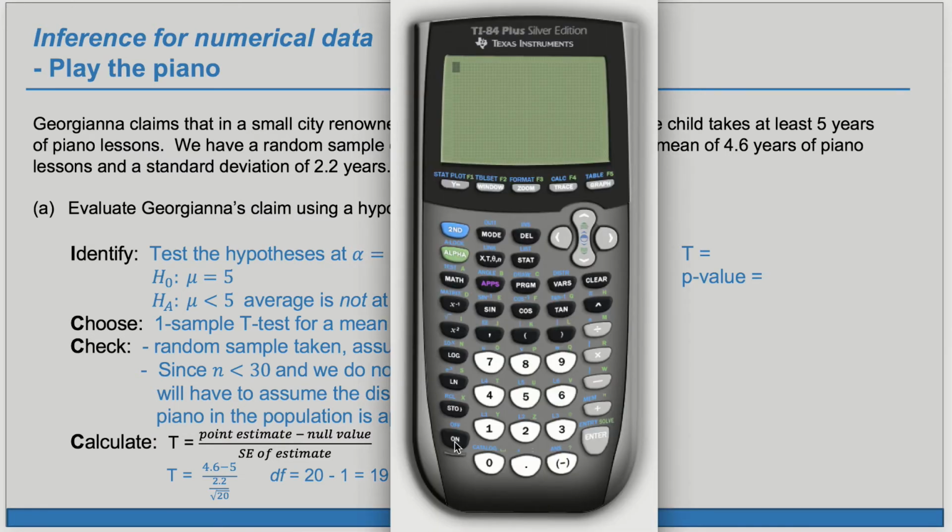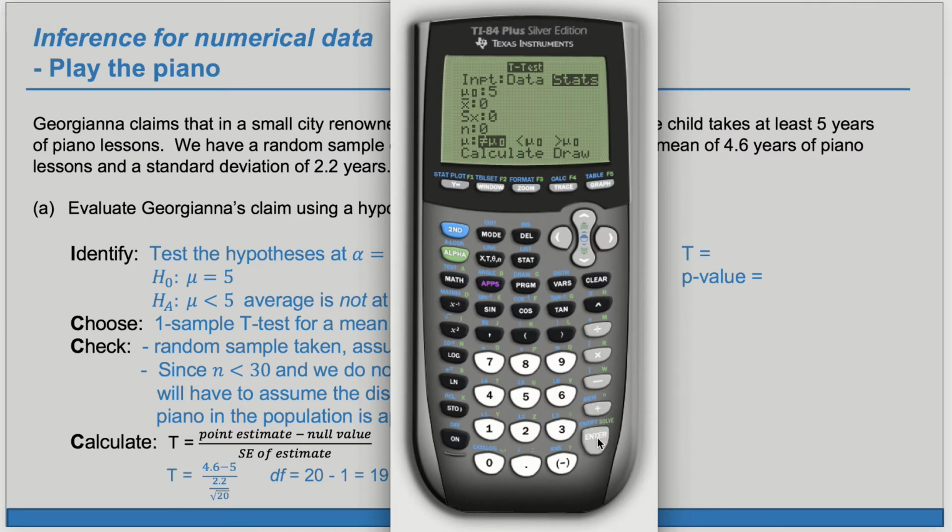Here we're going to go to stat, over to tests, and this is a t-test. So I'm going to choose number 2, t-test. I don't have all the data, so I'm going to be entering the summary stats. Mu sub 0 is the hypothesized mu under h sub 0. So under h sub 0, we're hypothesizing that mu is 5. So that's mu sub 0 there, the null value.